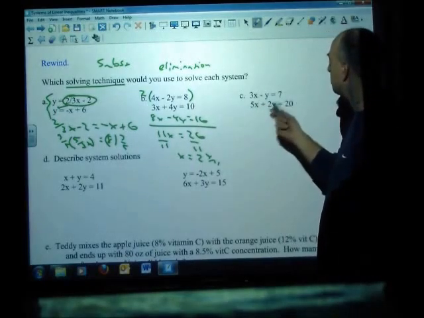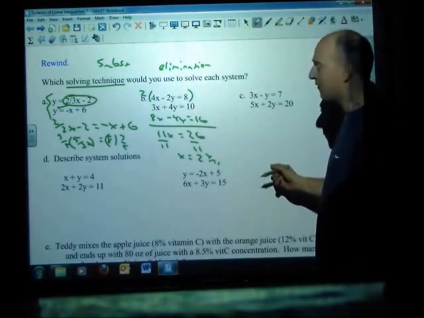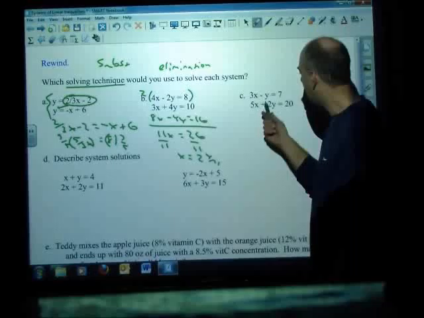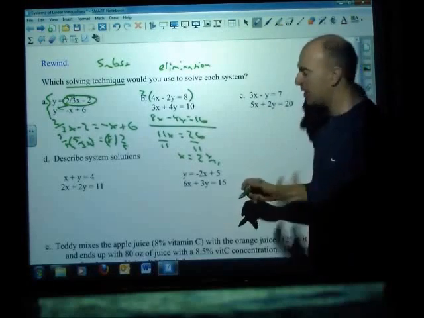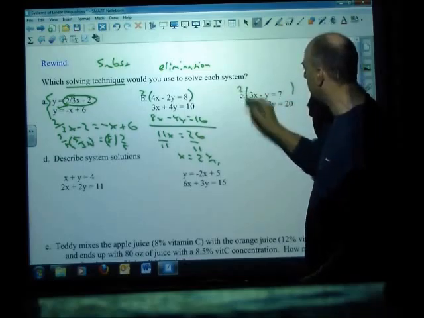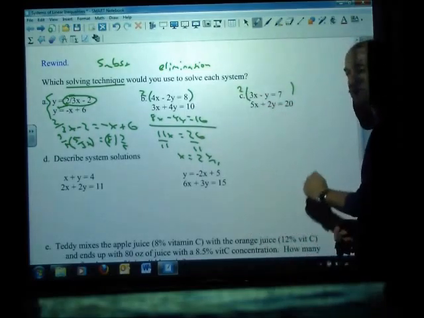Here you can use substitution or elimination. Tell you what, if I was going to use substitution, I would want to make this to be positive y. I would use elimination. I would multiply the top one by 2, and I'd eliminate my y's. Okay?